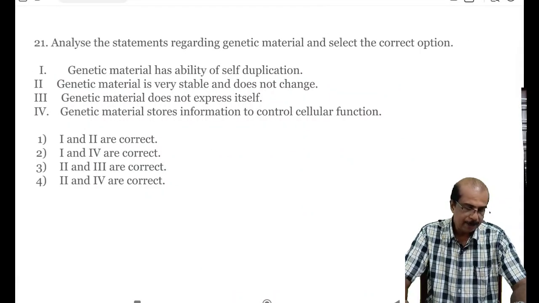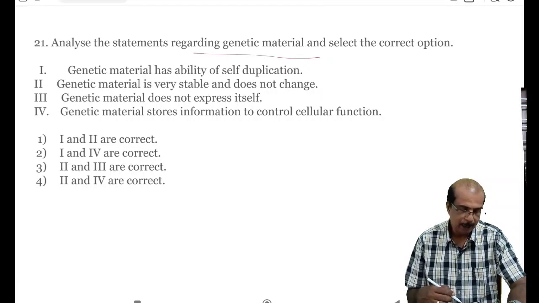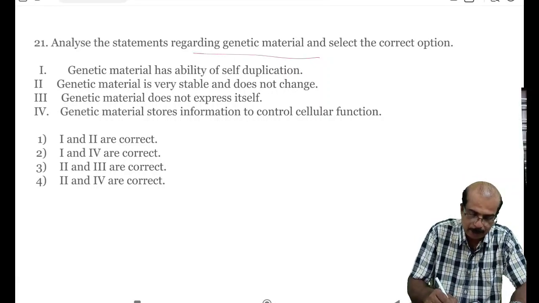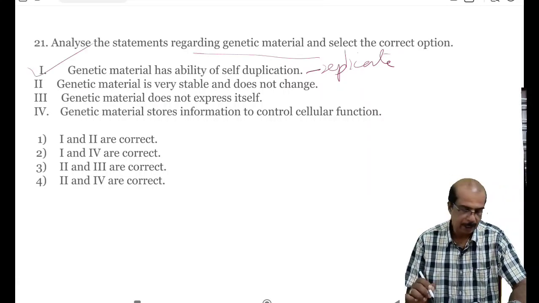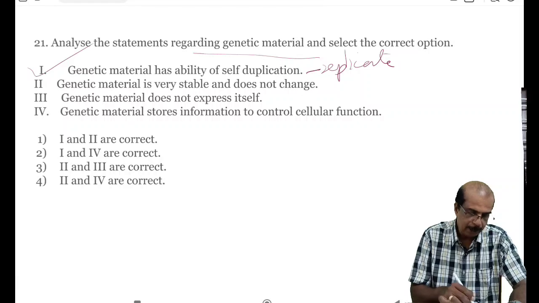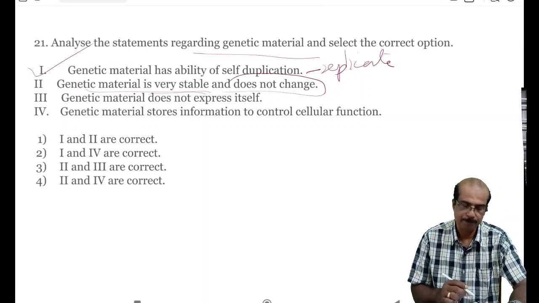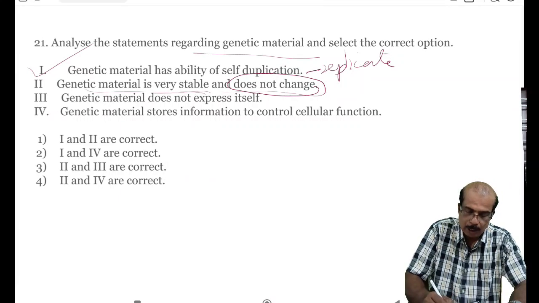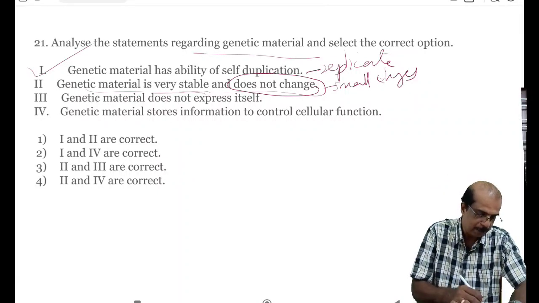So the next question: analyze the statements regarding the genetic material and select the correct option. Four statements are given about the genetic material. First one, genetic material has the ability of self-duplication, or the ability to replicate. It's a correct statement. Ability to replicate is the ability of genetic material. Genetic material is very stable, correct? Does not change. This portion is wrong. The genetic material allows minor, small changes called mutations, which are heritable to the next generation also. The second statement is a wrong one.